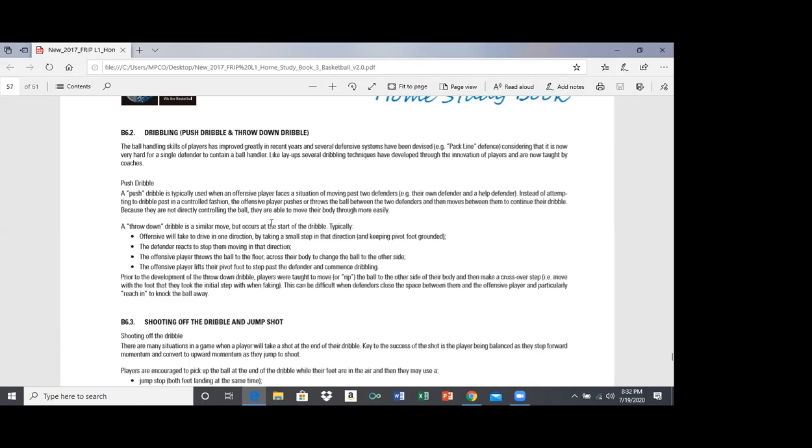A push dribble is typically used when an offensive player faces a situation of moving past two defenders. Example, their own defender and a help. Instead of attempting to dribble past in a controlled fashion, the offensive player pushes or throws the ball between two defenders and then moves between them to continue their dribble. Because they are not directly controlling the ball, they are able to move their body through more easily.